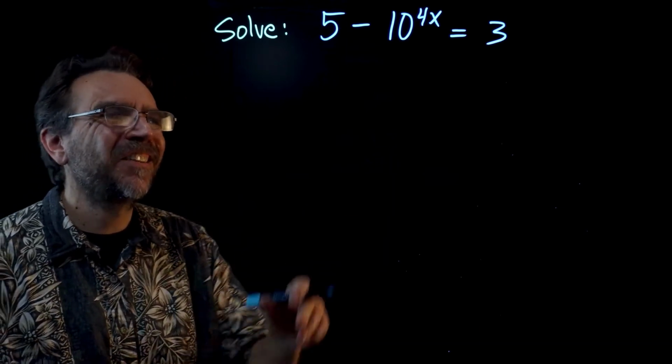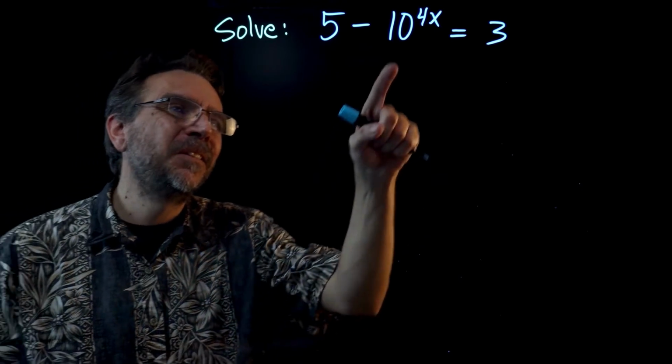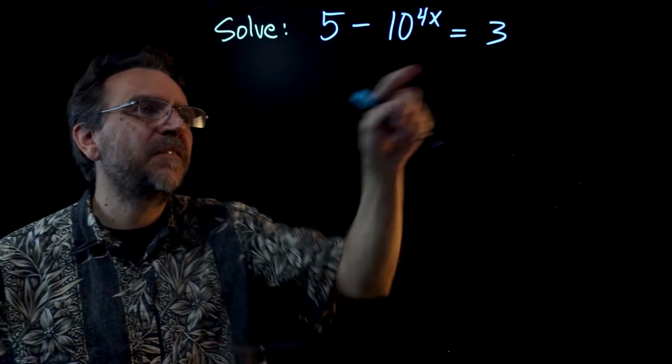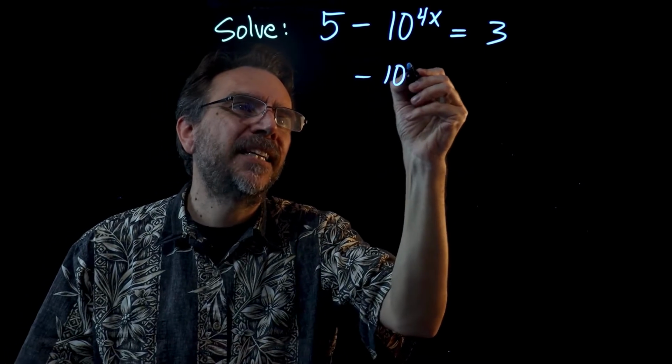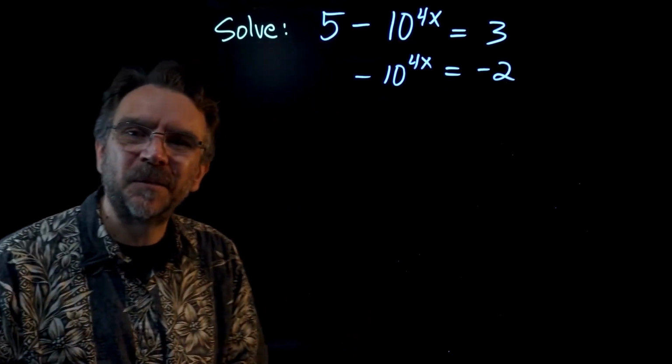Okay, so here we're asked to solve an exponential equation. So the first step is to isolate that exponential. We'll do that first by subtracting 5 on both sides. In that case, we get negative 10 to the 4x equals negative 2.